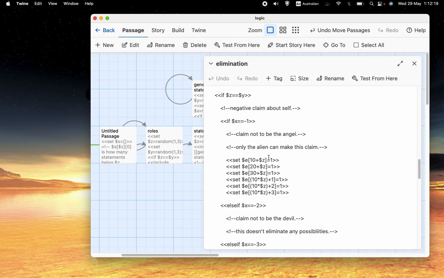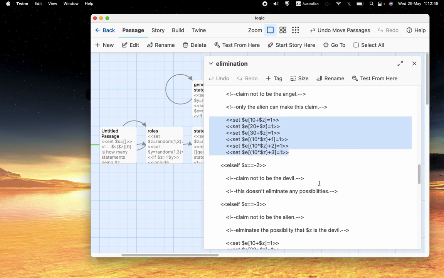So for example, if x is equal to -1, that is a claim to not be the angel. That's quite a good one, because we know that only the alien can make this claim. The angel would never falsely claim not to be the angel, and the devil would never truthfully claim not to be the angel. So we can get rid of all of the possibilities in which being Z is either the angel or the devil.